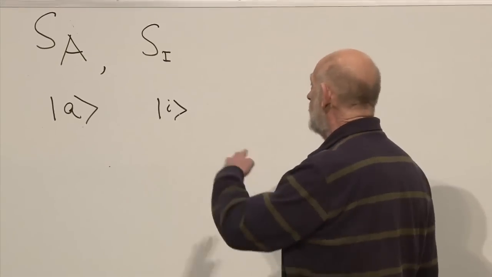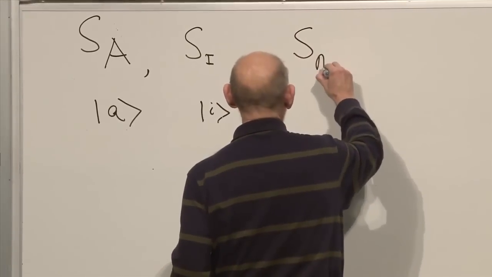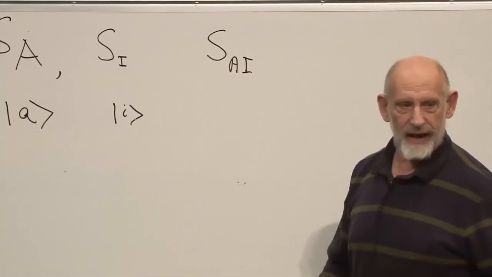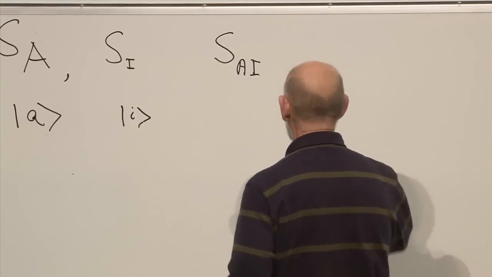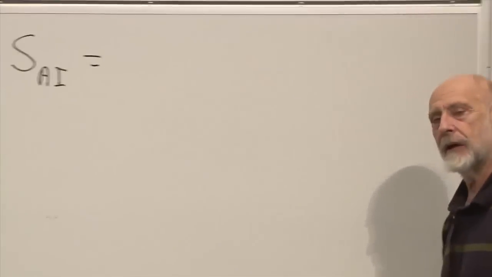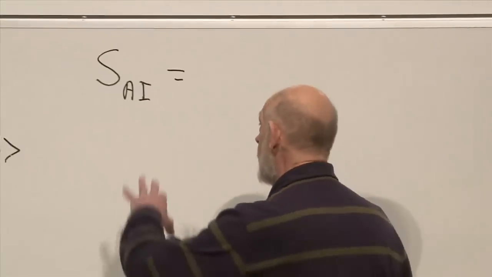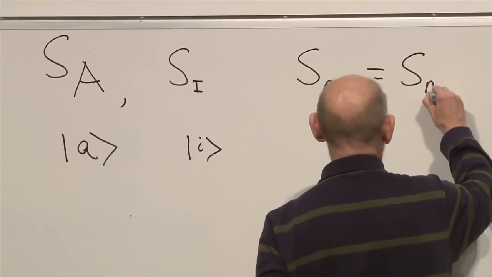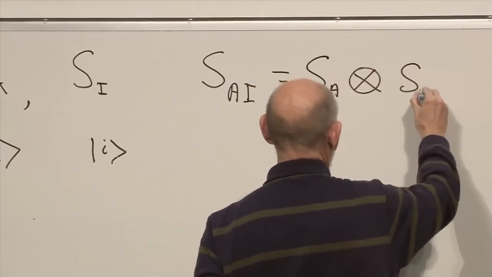Okay, you build a space of states of the system AI, which means A and I together, both of them. That space of states is, mathematically, what is called the tensor product. I'll tell you what it means in detail. But it's the tensor product of the two spaces of states, S_A, and this is the symbol for tensor product, S_I.